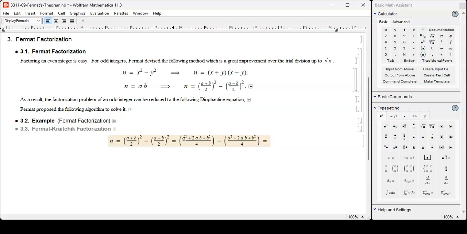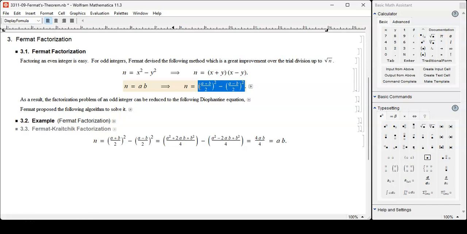And then we have cancellation. a squared, b squared, b squared, they go out, and negative becomes positive. So we have 4ab divided by 4. So we do have ab, or excuse me, just ab. So this becomes ab, that's always true.